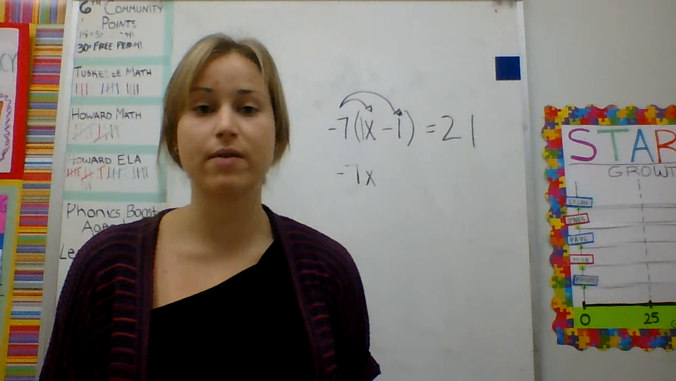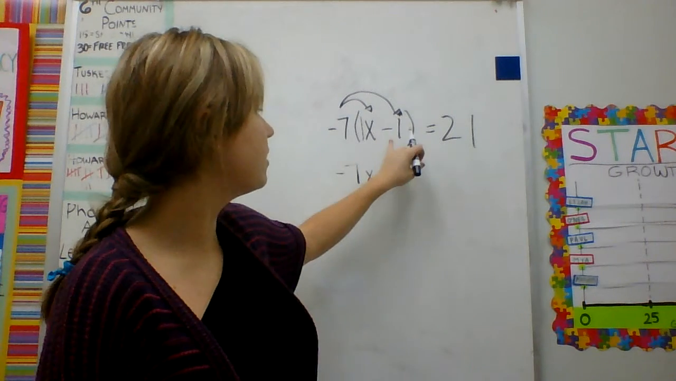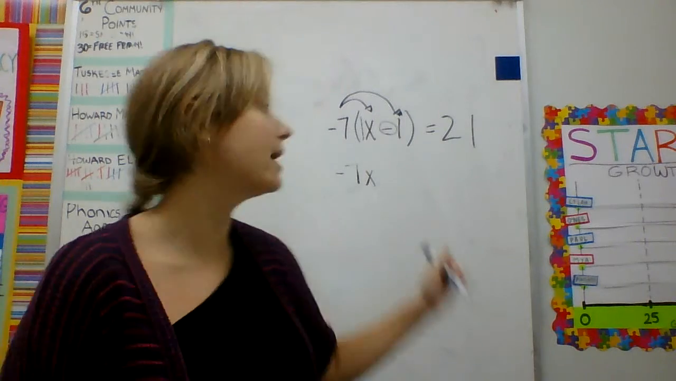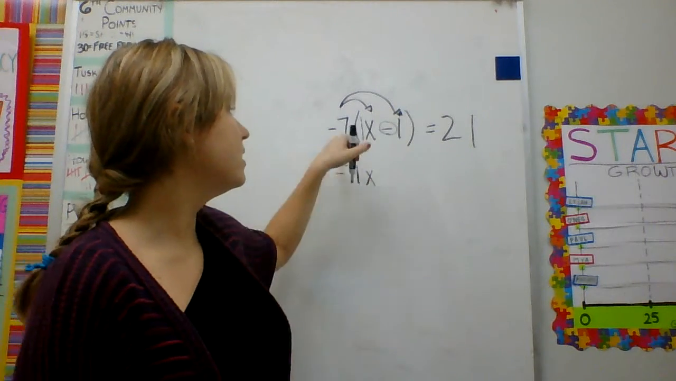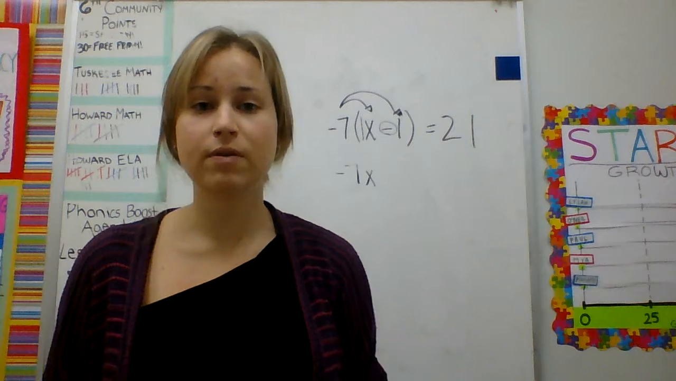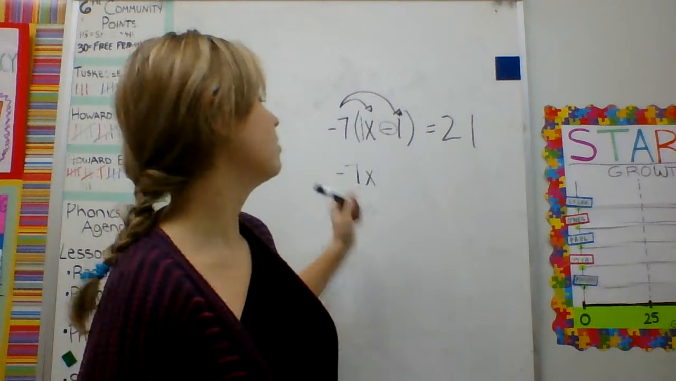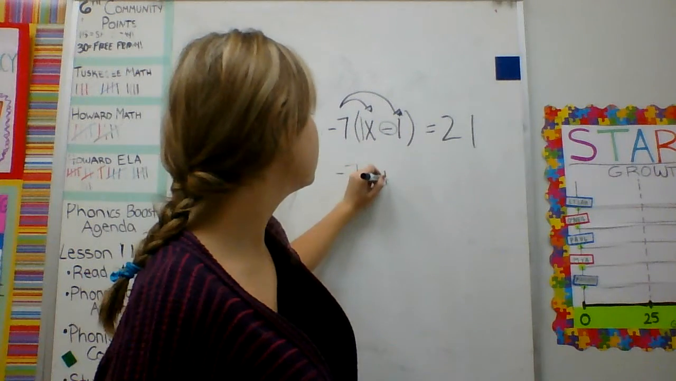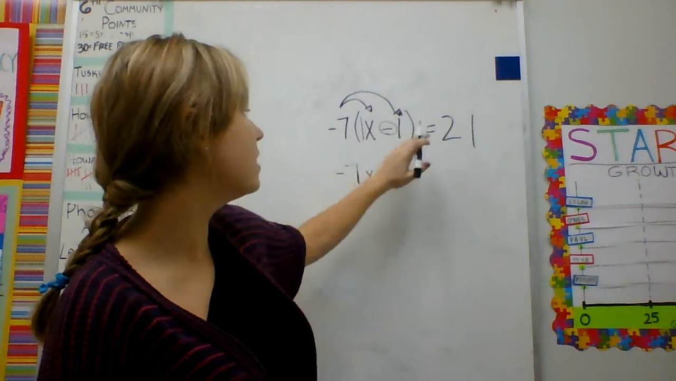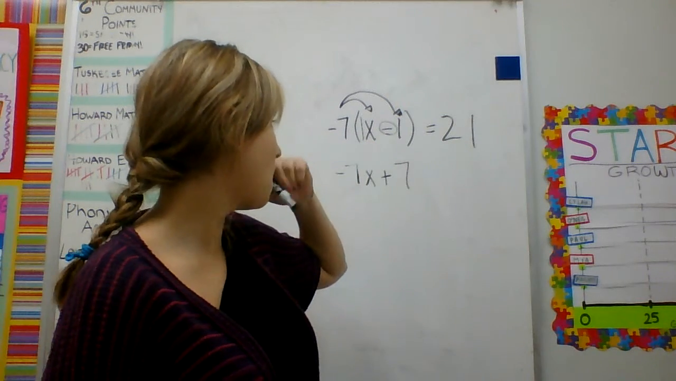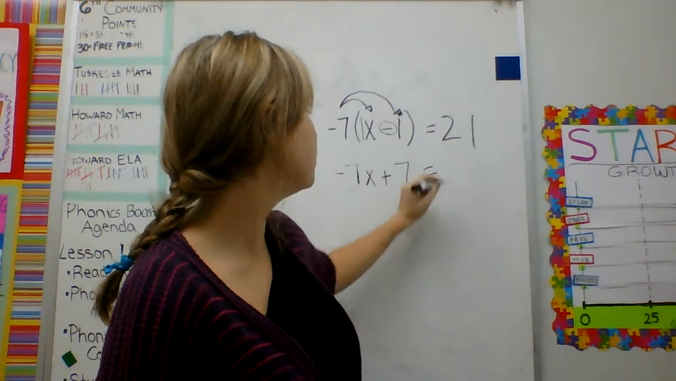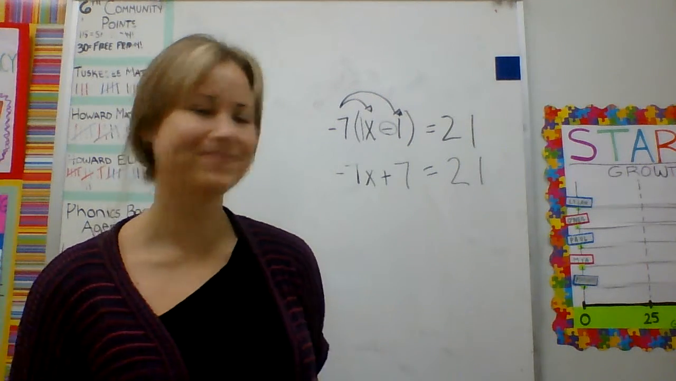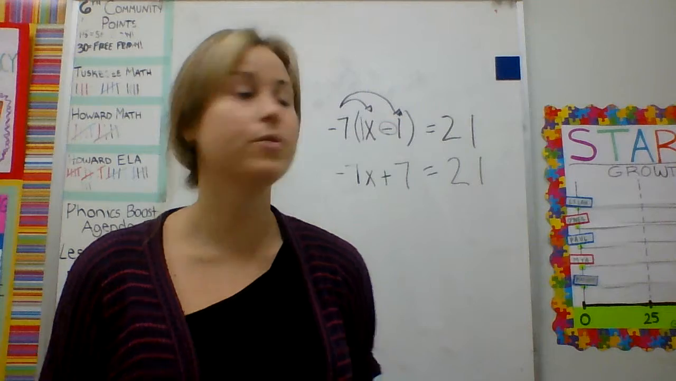So negative 7x, and now negative 7 times negative 1, because I always need to look at the operation sign in front of that second term in my parentheses. A negative times a negative becomes a positive. Those are just our rules for multiplying and dividing negative and positive numbers. So negative times a negative becomes positive, and then 7 times 1 is 7. So that equal to 21. Okay? So now this is just our basic two-step equation.